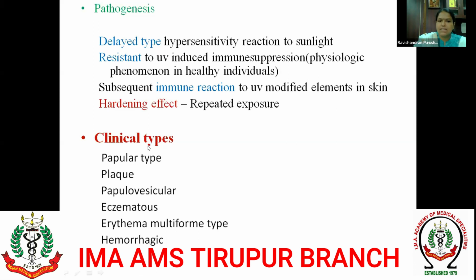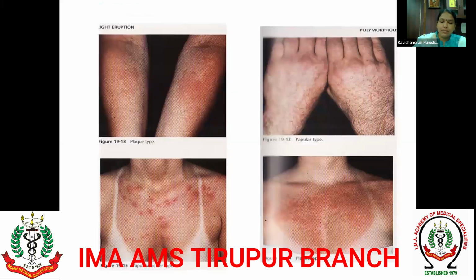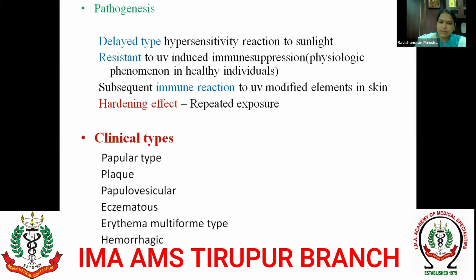When we come to polymorphic light eruption, there are different varieties, like the papular type. This is more common when we see patients, or when we see ourselves after sun exposure, we get pink papules mainly over the extremities. Then there are the vesicular, eczematous, erythema multiforme type, and hemorrhagic type. Depending upon the severity of the exposure, the morphology can vary.